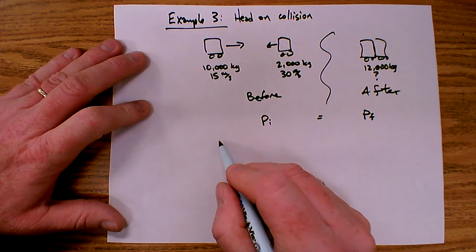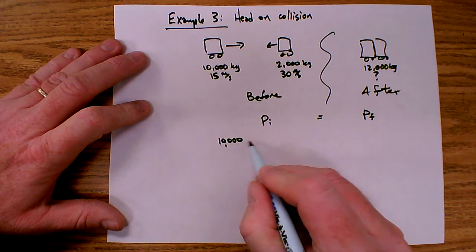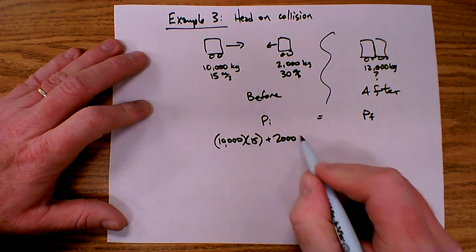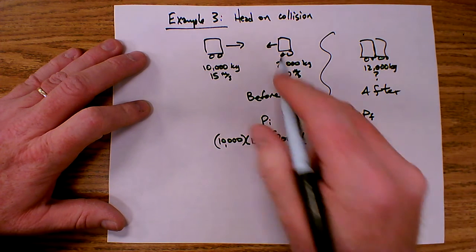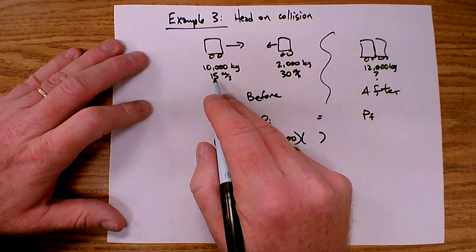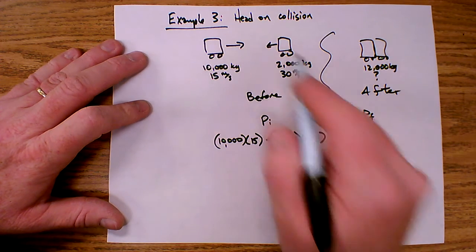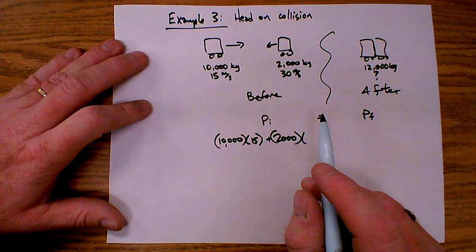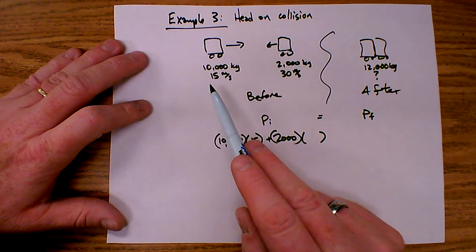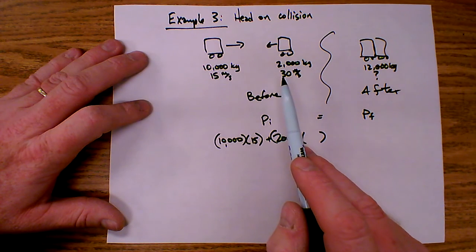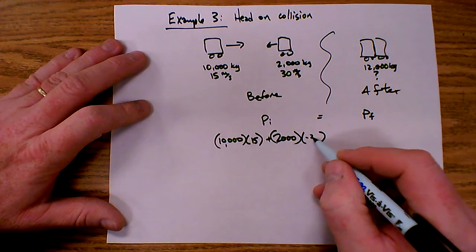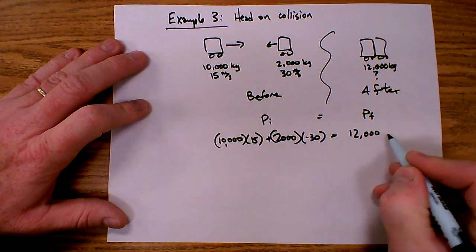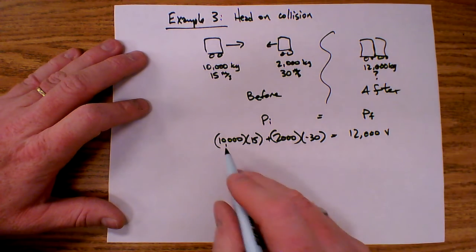So what I've got over here on the left, the before, I've got 10,000 times 15 plus 2,000. Now the velocity here, if 15 to the right, if 15 is positive, then 30 to the left has to be negative. For conservation of momentum problems, I have to pay attention to the direction. It matters. So if I've got positive is to the right, then that means that left has to be negative. So this becomes negative 30 equals my combined mass over here, 12,000 times V.